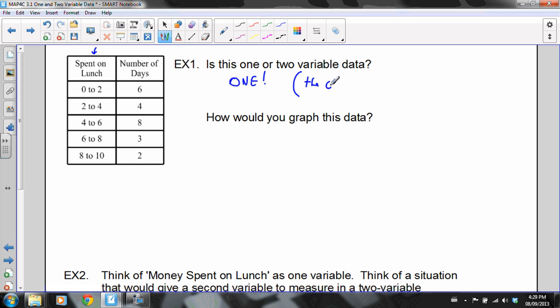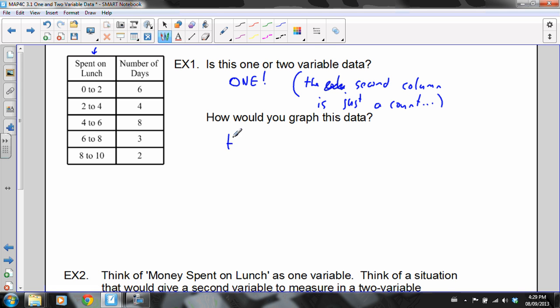And so I'm going to say, just so you get this into your notes, the second column is just a count, and so it doesn't count as a second variable. Everyone just told us how much they spent on their lunch. That was the only thing we were interested in. How would you graph this data?